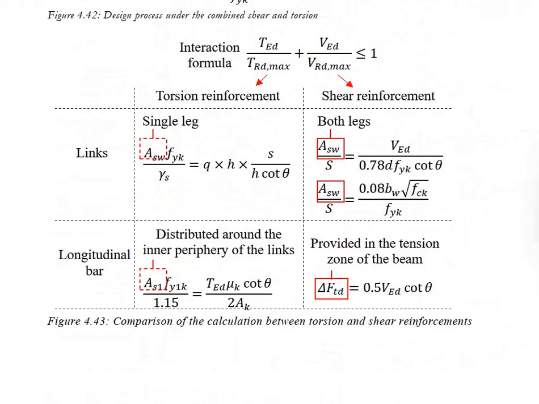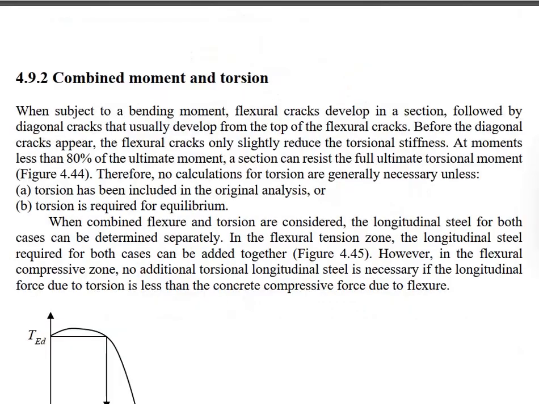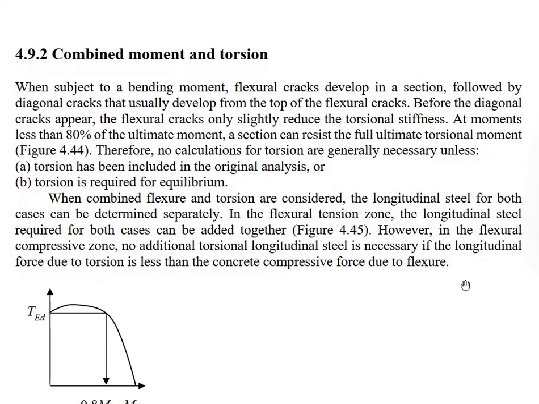However, don't forget the influence of the additional tensile force due to the shear reinforcement. That means under the combined state of the torsion and the shear, you also need to consider the longitudinal bar that is meant for resisting the additional tensile force due to the shear reinforcement. However, if you are dealing with the combined moment and torsion, the emphasis will be on the longitudinal steel bar.